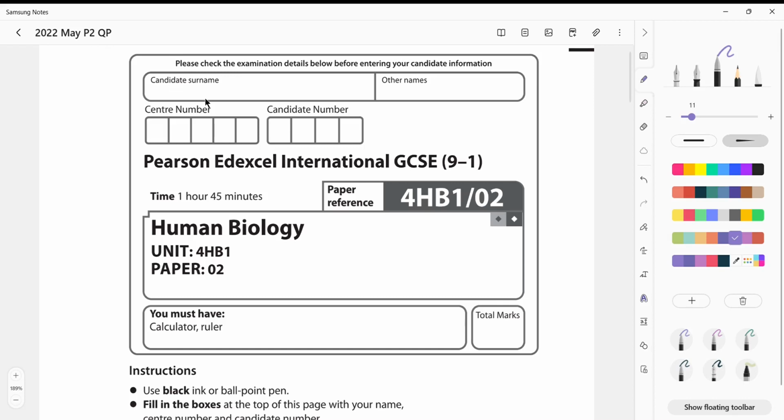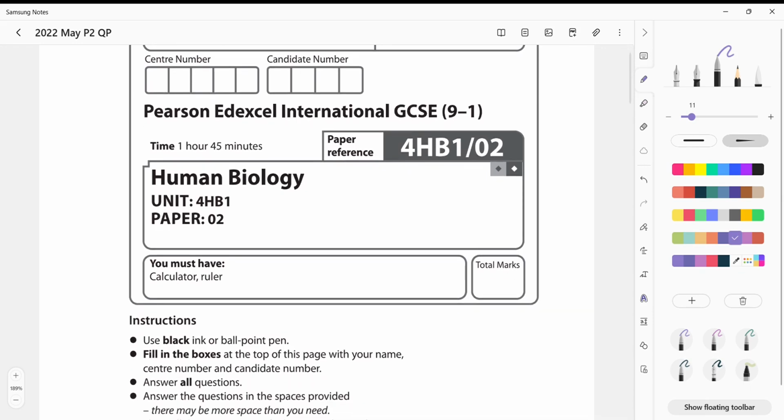Hi everyone, this is the IGCSE Human Biology paper. This is from May-June 2022, and this is paper 2. So I've uploaded paper 1 previously, and I'll just link that in the description. But yeah, today we're going to go over paper 2.